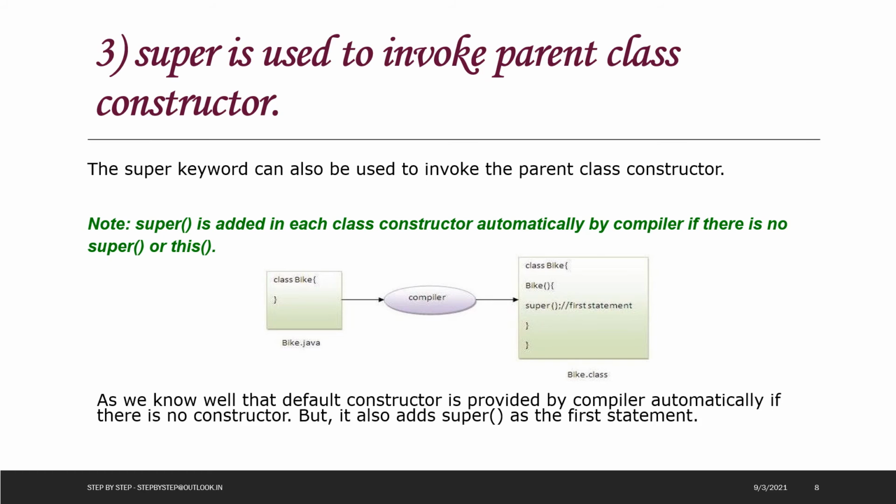So now let's see the third use of the super keyword. Super is used to invoke the parent class constructor. Super is added in each class constructor automatically by the compiler if there is no super or this. We all know that even if you haven't created a default constructor, the compiler will add the default constructor, but along with it, it will also add the super for the reference of the parent class. So that's another thing to keep in mind: the compiler will not only create the default constructor, it will also add the super keyword and super reference for the default constructor.